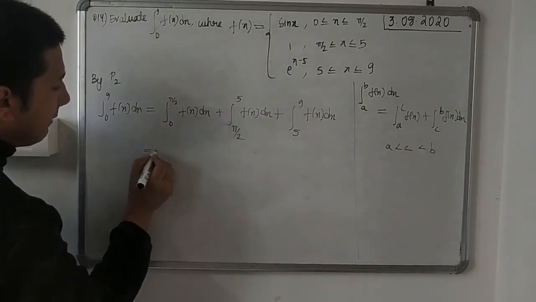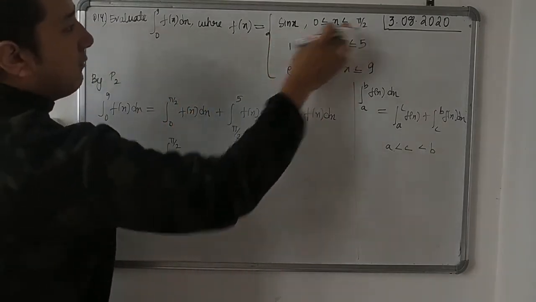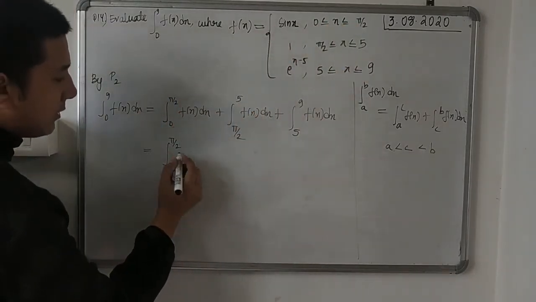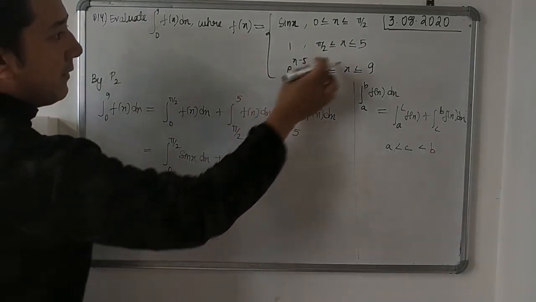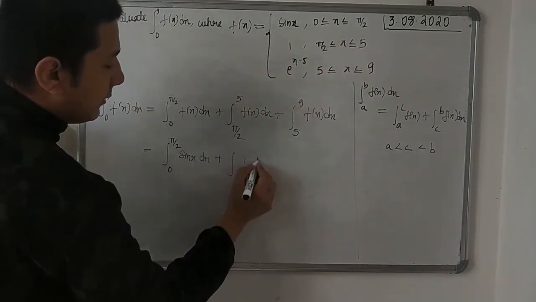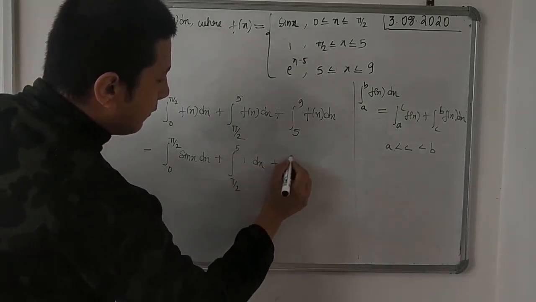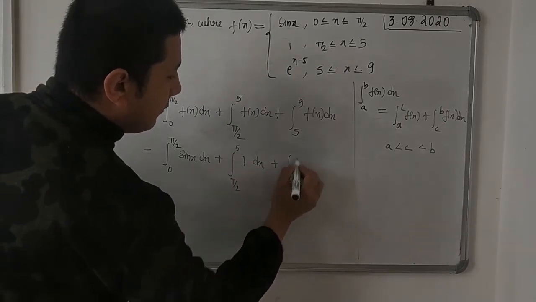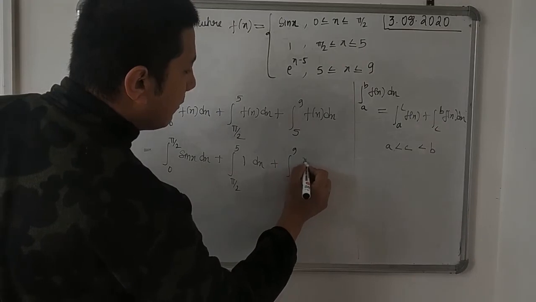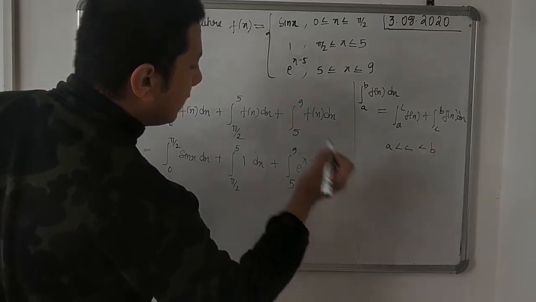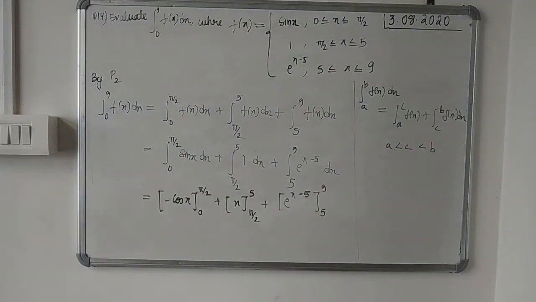The reason I'm doing this is, from 0 to 90, what is the value for f(x)? Sin x. So I'll replace f(x) with sin x. From 90 to 5, the value for f(x) is 1, so keep it as 1. And the last one, from 5 to 9, what is the value for f(x)? E to the power x minus 5 dx. Now we'll simplify this one by one and find the answer. So pause the video, note it down.